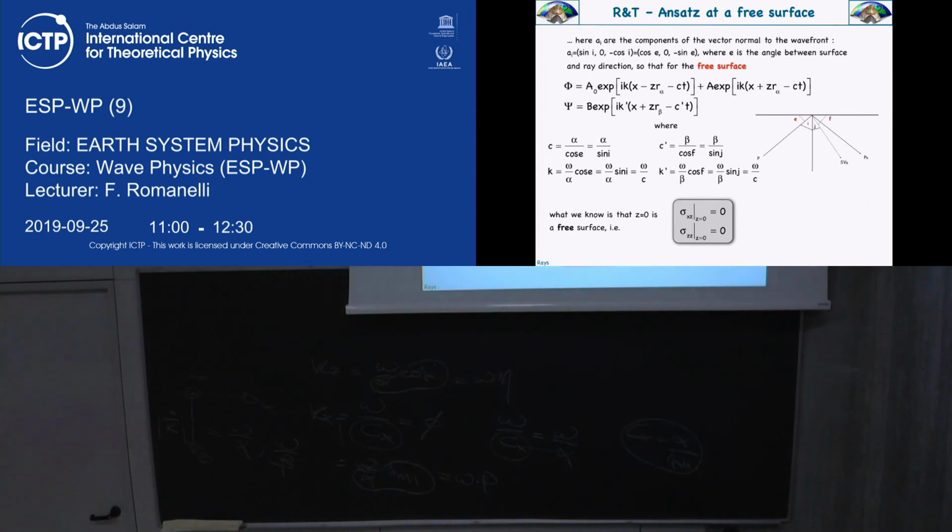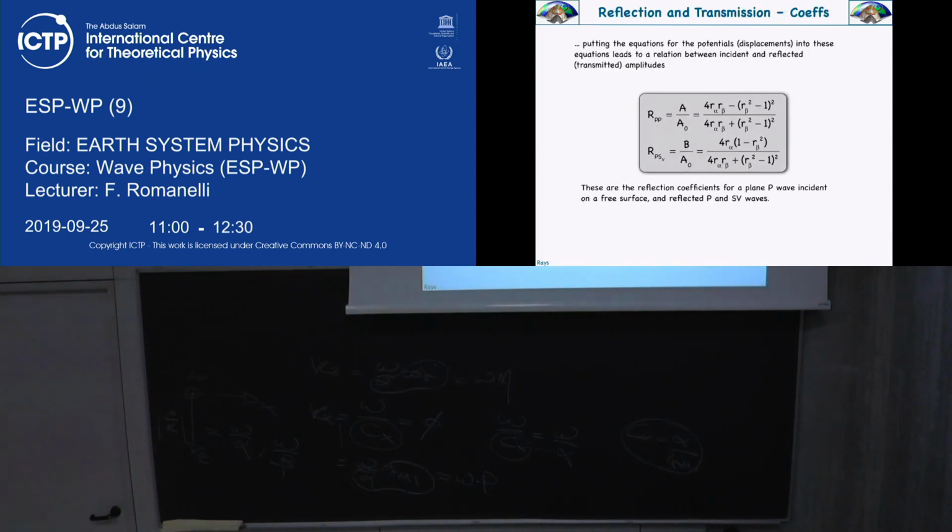Now, we have the potentials for displacement. We should insert them in the expressions for displacements. We should compute strains. We should compute stresses. I'm lazy. If you do that, what you get is this. These are the generalization of the problem of a string.